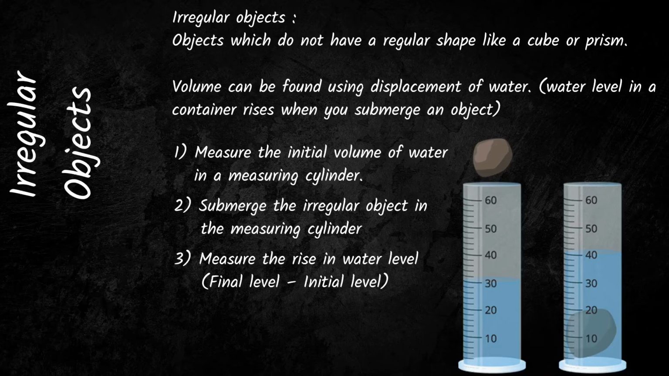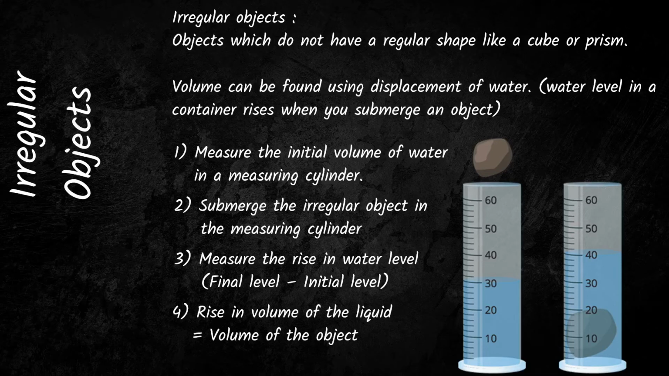Now the rise can be easily figured out using the final level, which is around 40, minus the initial level, which is around 30 centimeter cube. And that rise in the volume of liquid will be equal to the volume of the irregular object that we just submerged in water. So let's talk about density.